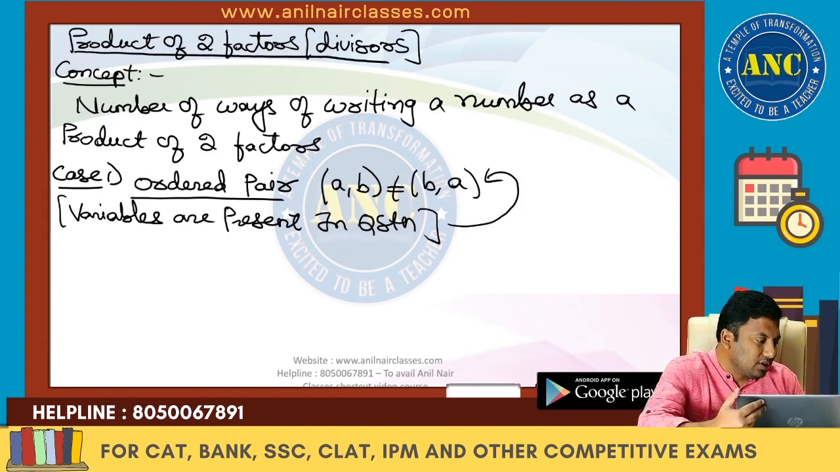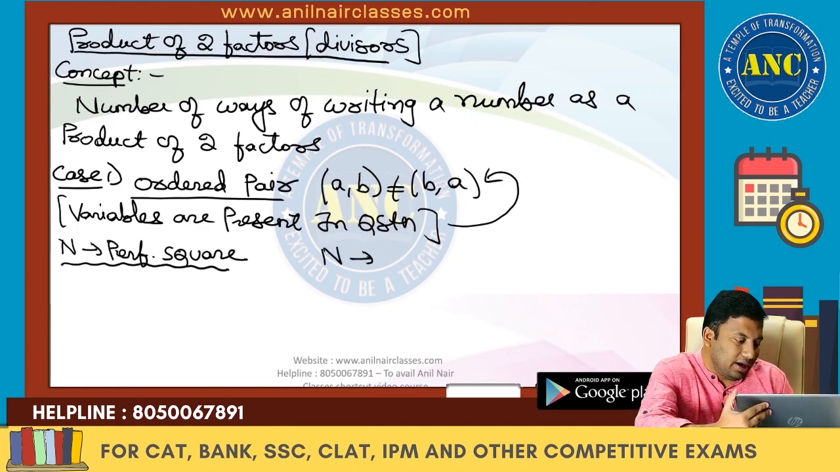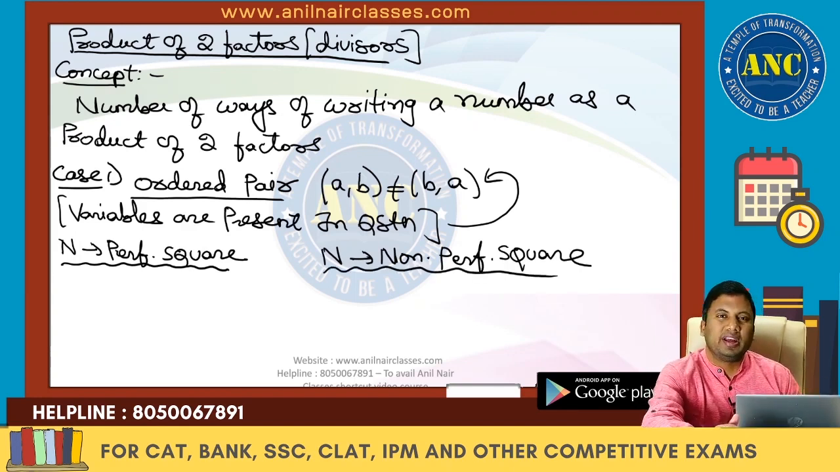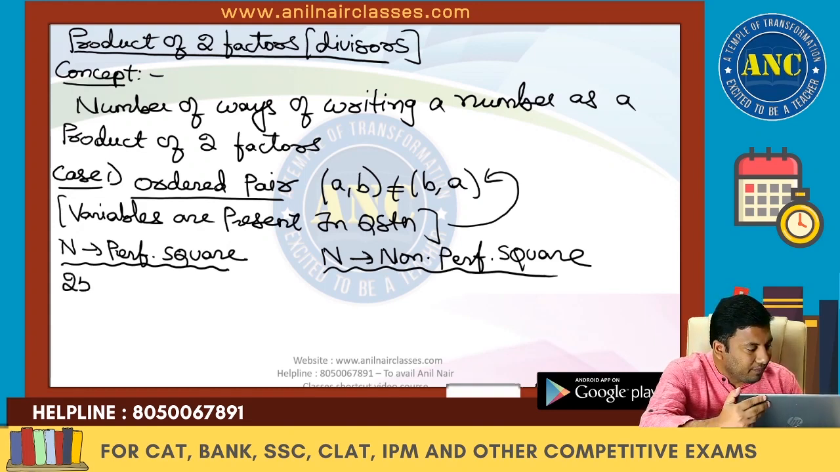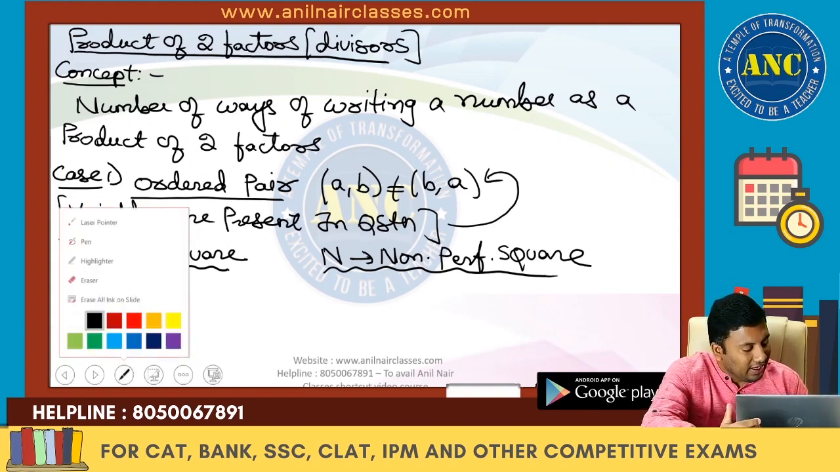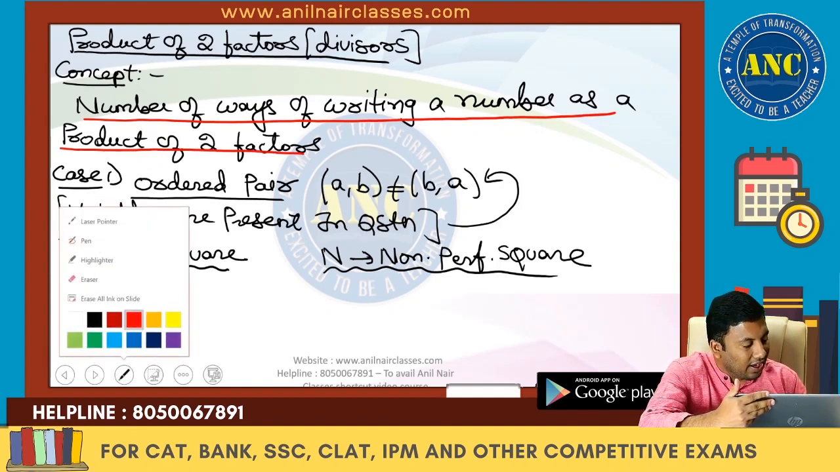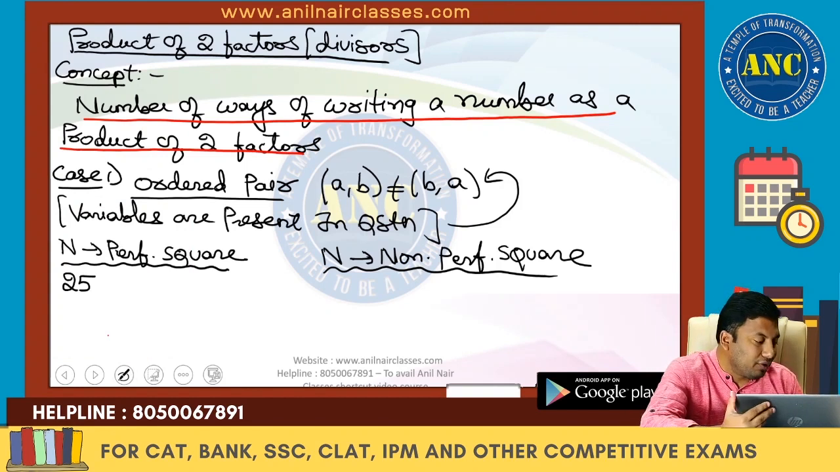Now, suppose n is a perfect square. Two cases we will take: n is a perfect square and n is a non-perfect square. Why these two cases? I will explain it in the next slide. Suppose let me take a perfect square, 25. Please see the heading: in how many ways can you write a number as a product of two factors?